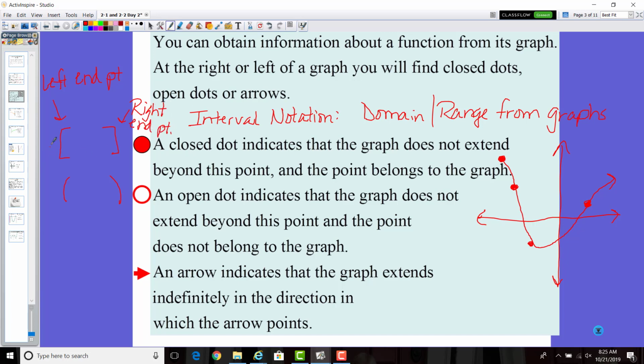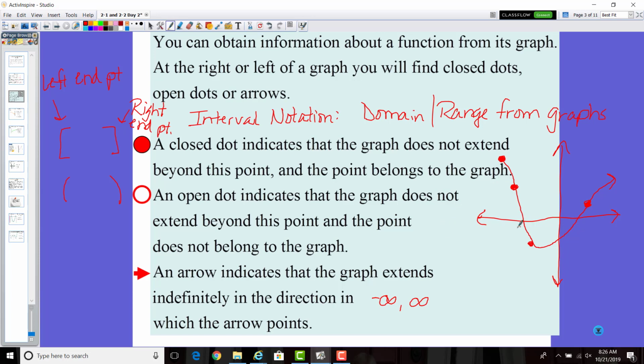So it can be a combination of brackets and parentheses depending on what is on the left side of the graph and what is on the right side of the graph. An arrow indicates that the graph will go on forever in that direction. That means we're dealing with regions of negative infinity and positive infinity.